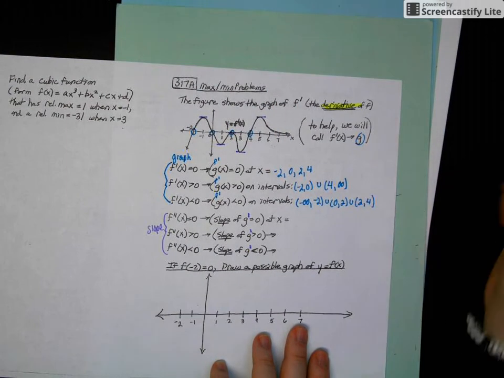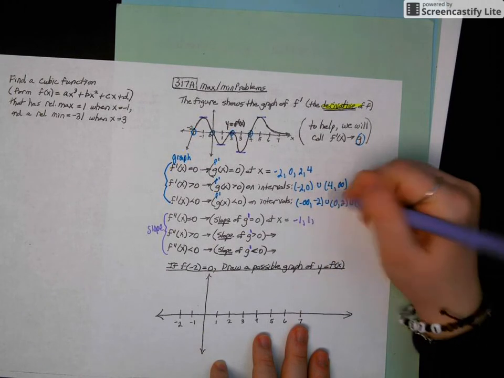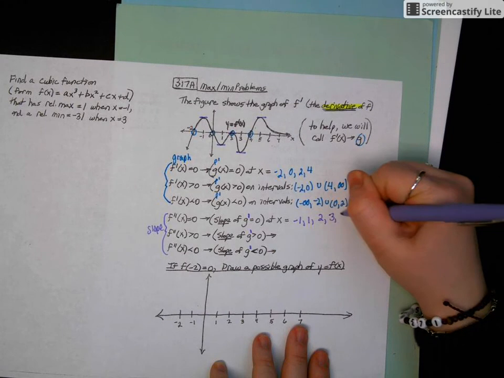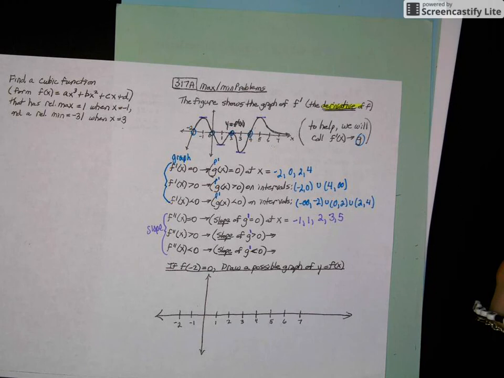Can y'all see that okay? All right. So I have -1, 1, 2, 3, and 5. Hopefully that purple showed up okay. All right.